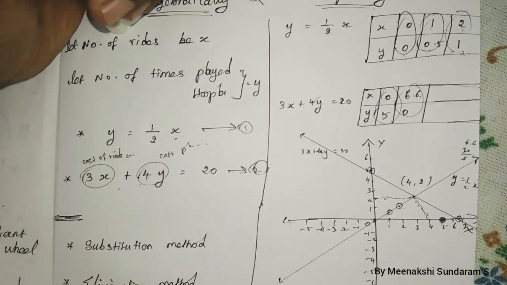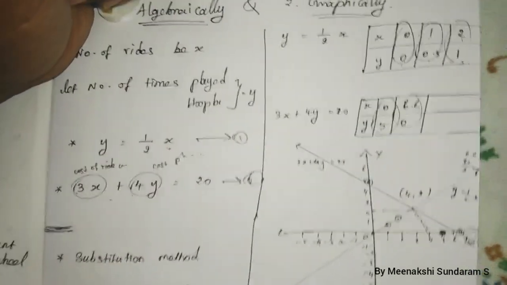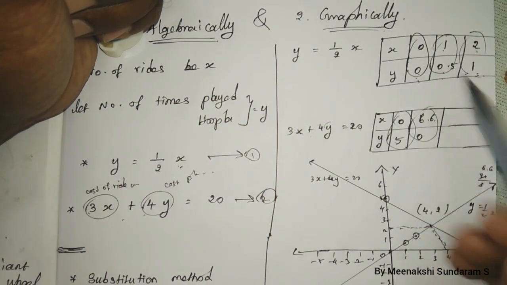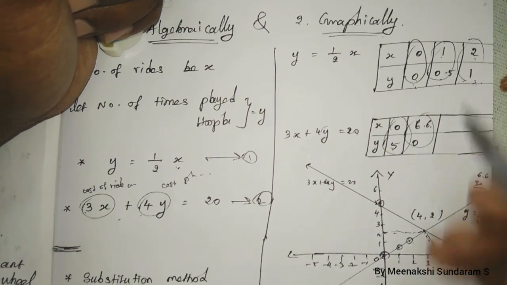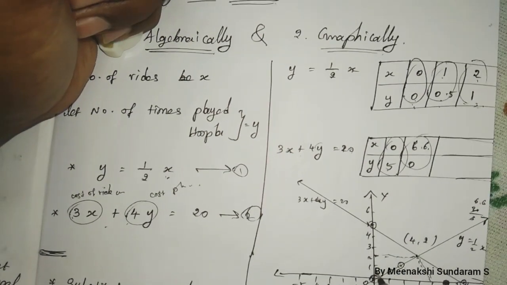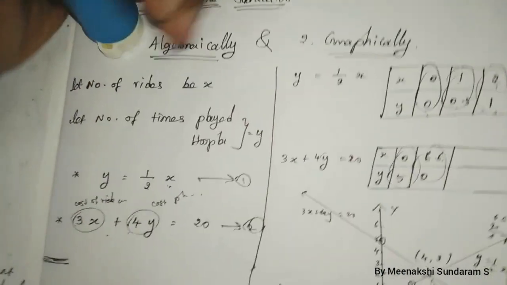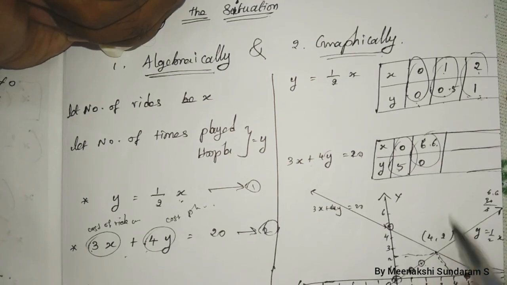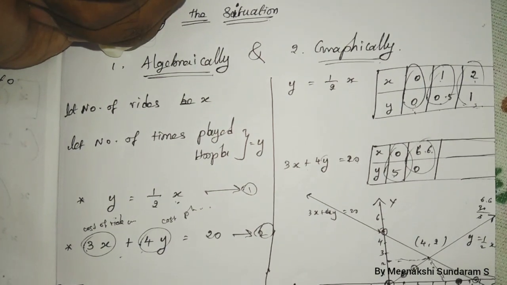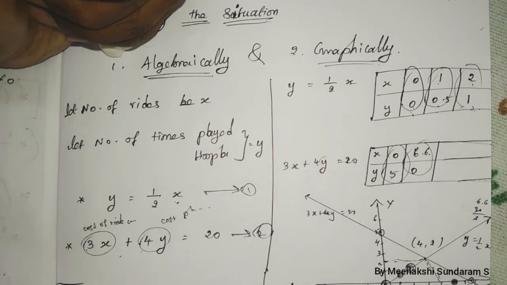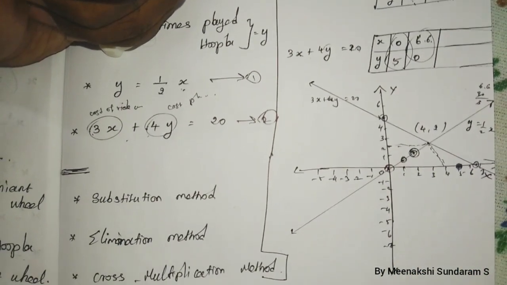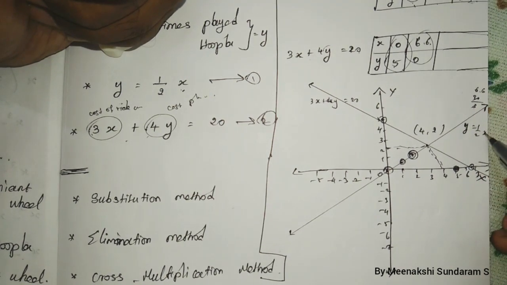First take the first equation, y is equal to 1 by 2x. The first point is 0, 0. Next 1, 0.5: 1 should be on the x-axis and 0.5 on the y-axis. Next one, 2, 1: 2 on the x-axis and 1 on the y-axis. Now we can draw the line. You just connect the points and extend the line on both sides. This line's equation is y is equal to 1 by 2x. You can write it. Clear?